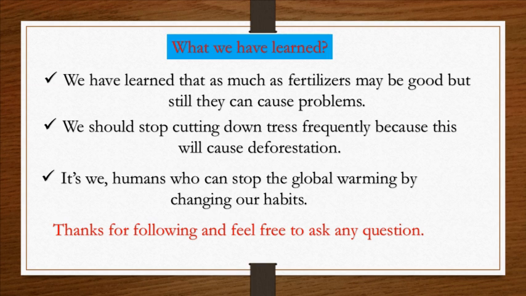So it is we human beings who can stop global warming by changing our habits. We can control the heat and all the impacts of global warming by changing our habits, and we stop doing what will cause all these problems, as we discussed in the previous slides.